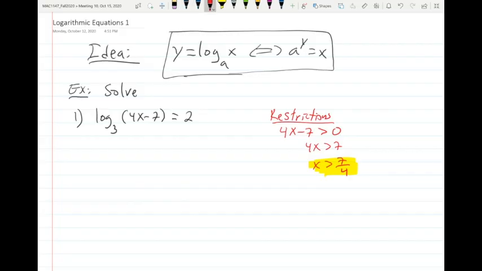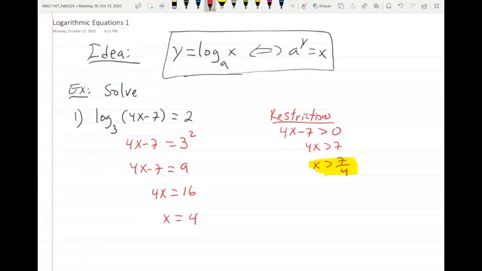How do we do this? Well, we use the box, right? We have the logarithmic expression, we want to solve for x, so we write it as an exponential. So 4x minus 7 is going to be equal to 3 squared. And now the rest is very simple. 4x minus 7 equals 9, so 4x is 16, and then we get x equals 4.